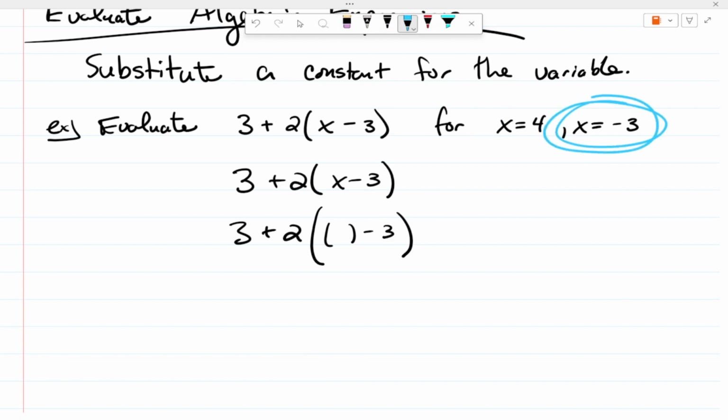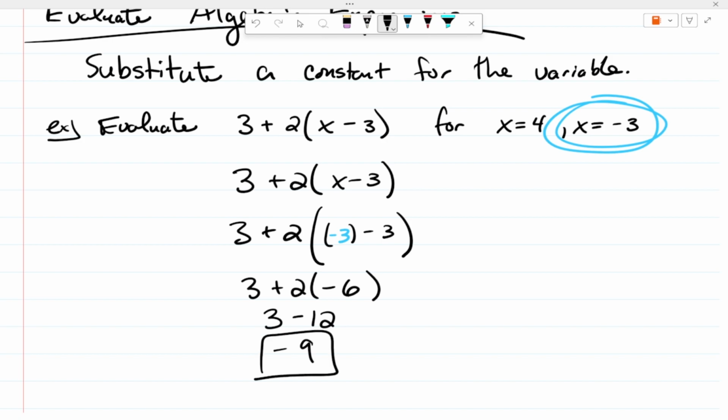Now we'll do this for -3. So do the work inside the parentheses. 3 plus 2 times (-3 minus 3) is -6. 2 times -6 is -12. And 3 minus 12 is -9.